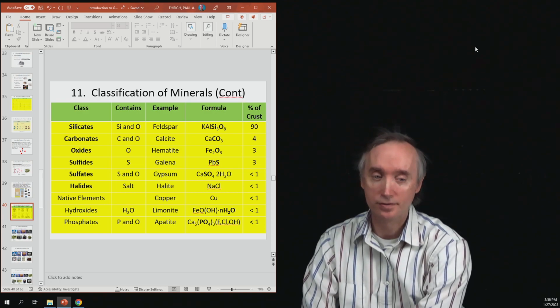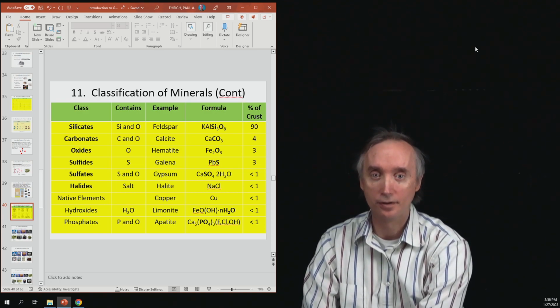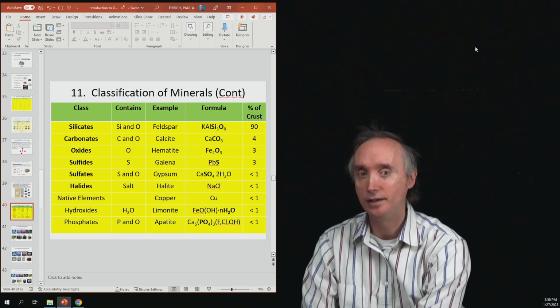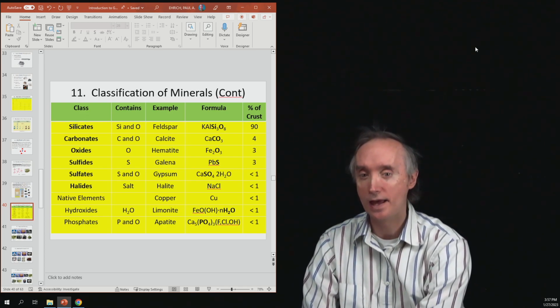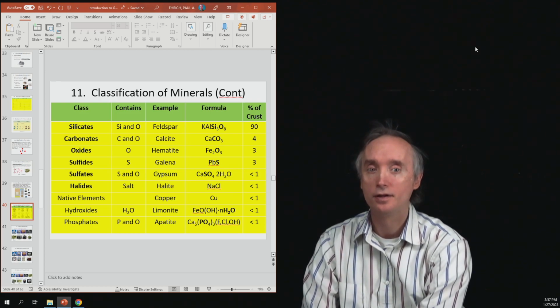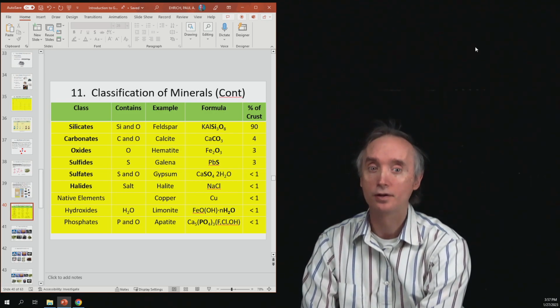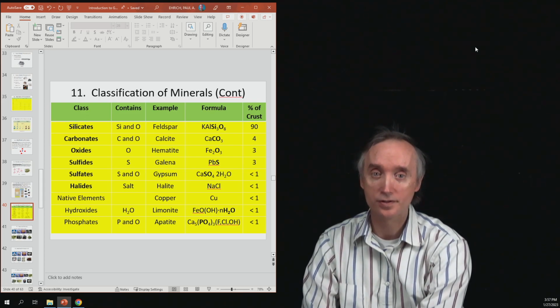The sulfides have sulfur in them. An example of that was galena. That was that very dense mineral, and it's lead sulfide. Another one is called sulfates. So what does the word "ate" mean? It's got oxygen. So these minerals have sulfur and oxygen in them. And so an example of this is calcium sulfate, which you notice is kind of similar to calcium carbonate. The only difference is it's got sulfur in there. And that's called gypsum.